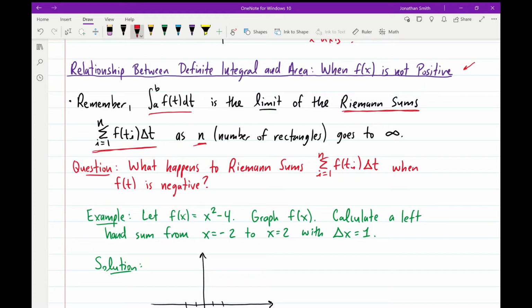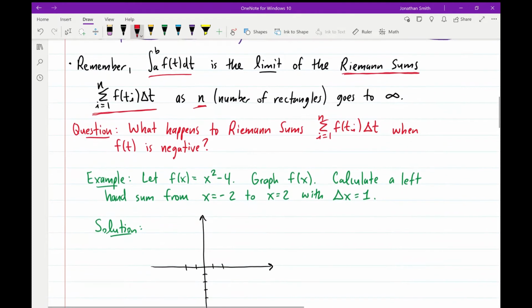So we said last time that if we calculate these Riemann sums and we let the number of rectangles that we use go off to infinity, so we keep using more and more, then we're going to define whatever value the Riemann sums approach to be the definite integral from a to b of f of t. So if we want to figure out what happens to the definite integral when the function is not positive, when it's negative instead, we should ask the question, what happens to these Riemann sums when f of t is negative as opposed to positive? And whatever happens to those Riemann sums is going to tell us what happens to the definite integral, since the Riemann sums are involved in the definition.